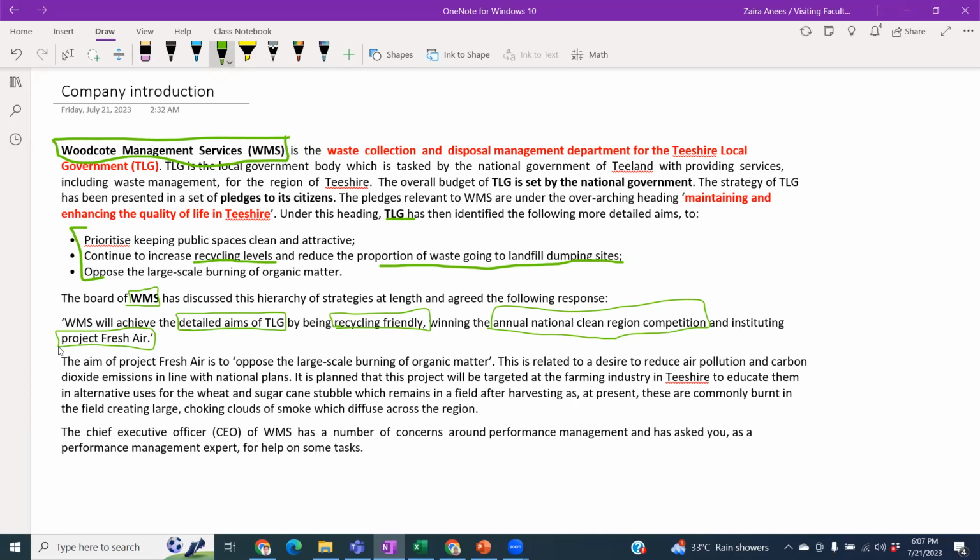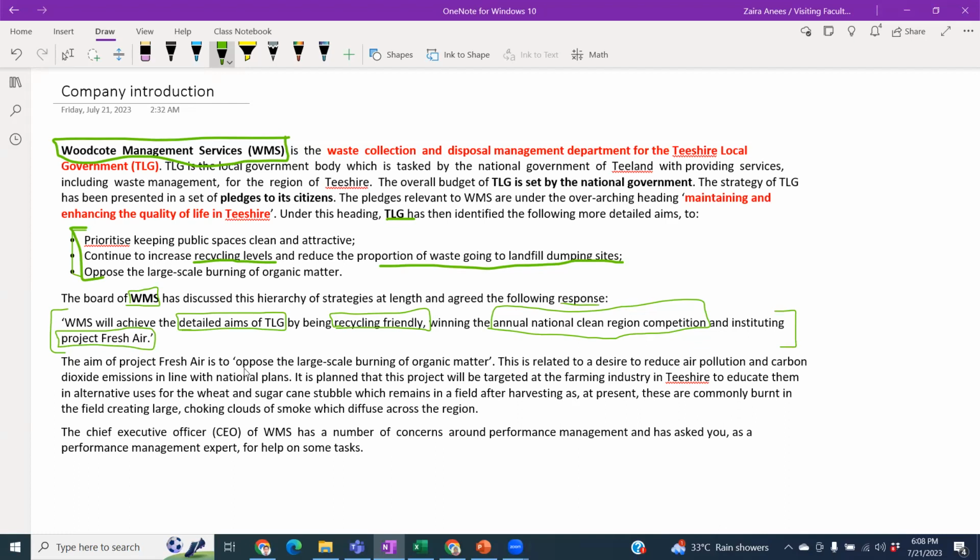It's a very simple question. There are two entities about which the question is talking. The first one is WMS, the second one is TLG. TLG is a local government body which is tasked by the national government, and WMS is actually a department of T-shire local government. The T-shire objectives are given here, and WMS responses are given here. You have to think whether this is a mission statement or not. That we will do later.